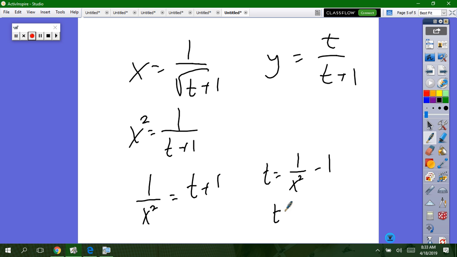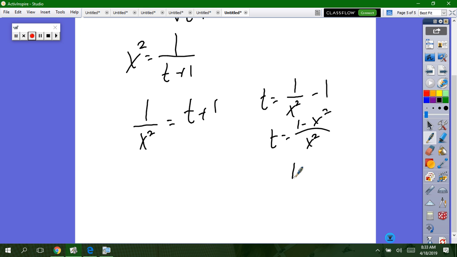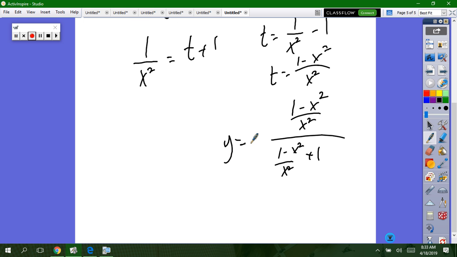We could do that, or we could say 1 minus x squared over x squared. Right? Then what? Plug it in for t, right? That was t plus 1, so I'm going to plug this guy in. 1 minus x squared over x squared over, is it t plus 1 on the left? Is it t over t plus 1? Which, we don't like that. We don't like fractions over fractions.